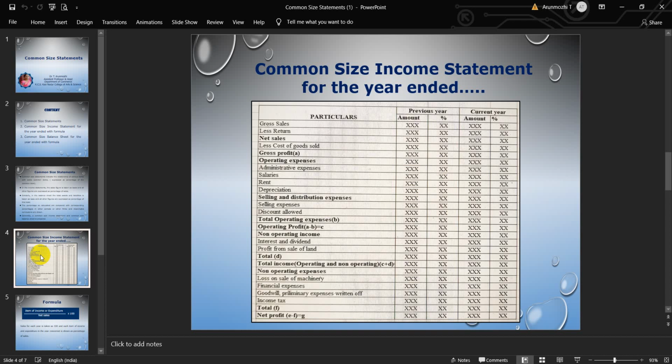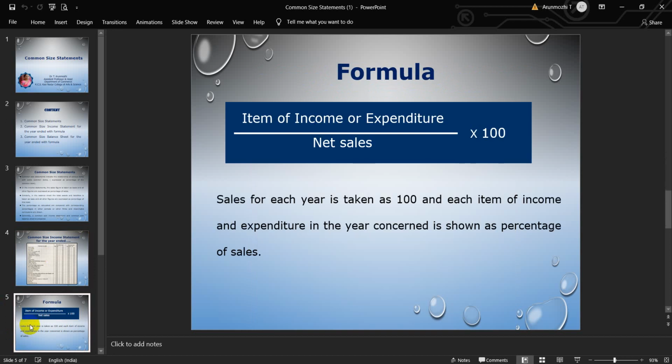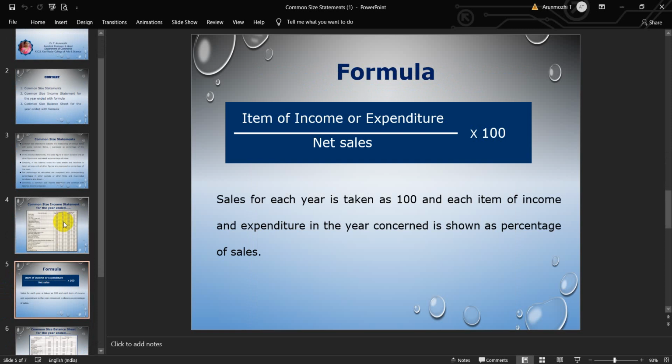All other items in the profit and loss account, debit side and credit side, are then expressed as percentage of sales. Instead of taking gross sales as the base, it is better to choose net sales as the base because it represents the effective revenue generation point. Formula for it is items of income or expenditure divided by net sales into 100. Sales for each year is taken as 100 and each item of income and expenditure in the year concerned is shown as percentage of sales.